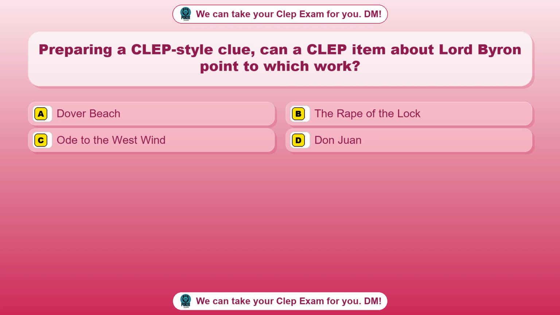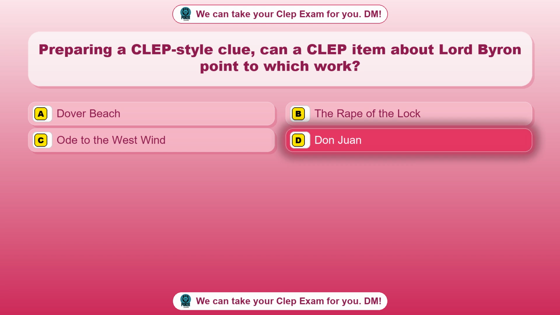Question 16. Preparing a CLEP-style clue, can a CLEP item about Lord Byron point to which work? Option A. Dover Beach. Option B. The Rape of the Lock. Option C. Ode to the West Wind. Option D. Don Juan. The correct answer is option D.